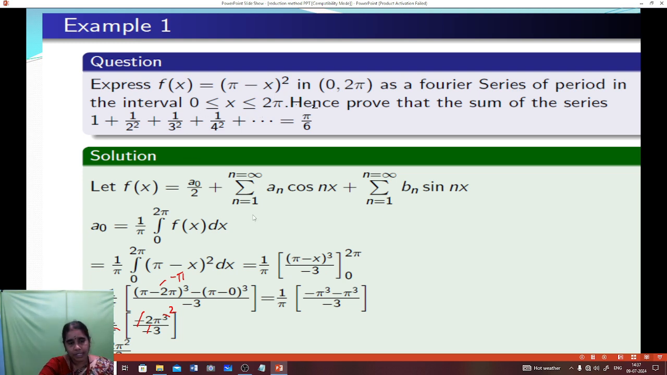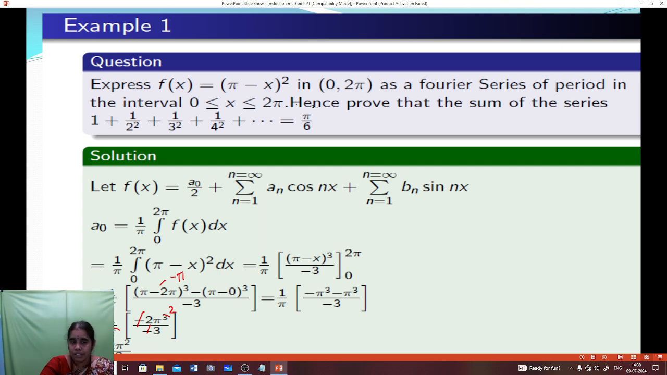Okay, first move on to the Fourier series function, whereas Fourier series f of x equals a0 by 2 plus summation n equal to 1 to infinity an cos nx plus summation n equal to 1 to infinity bn sin nx. First calculate our a0, an and bn. First thing, a0. The formula for a0 is 1 by π integral 0 to 2π f of x dx. Substitute our function value. Here the given function is (π minus x) the whole squared, so put instead of f of x, (π minus x) the whole squared dx.